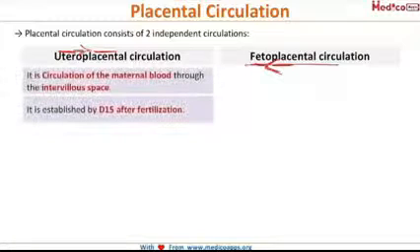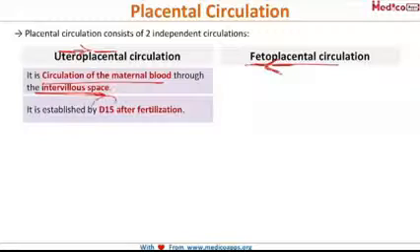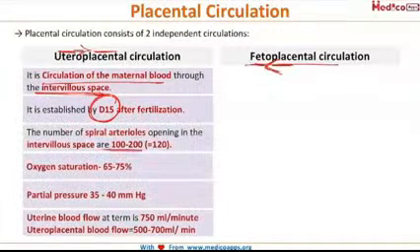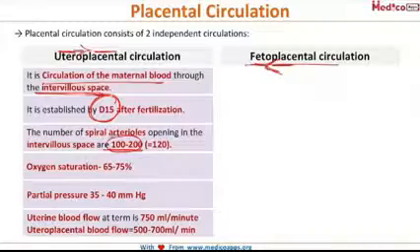As I told you, it's the circulation of maternal blood through the intervillous space, because it's here that the maternal spiral arterioles open up, and it is established by 15th day after fertilization. Around 100 to 200 of the arterioles open up into the intervillous space. The oxygen saturation of the blood in this intervillous space is 65 to 75%, and the partial pressure is 35 to 40 millimeter of mercury.